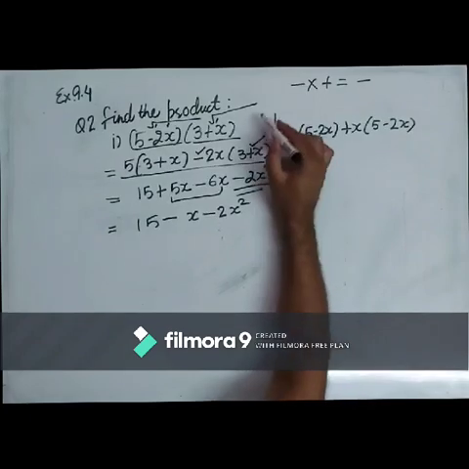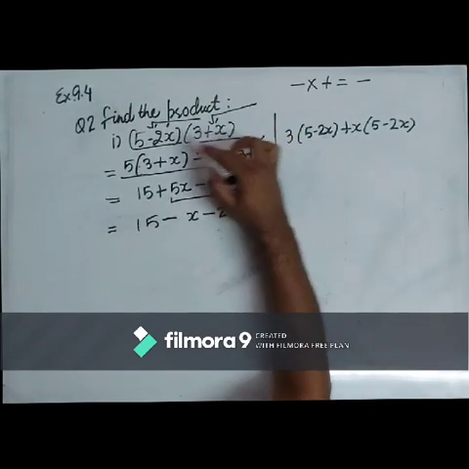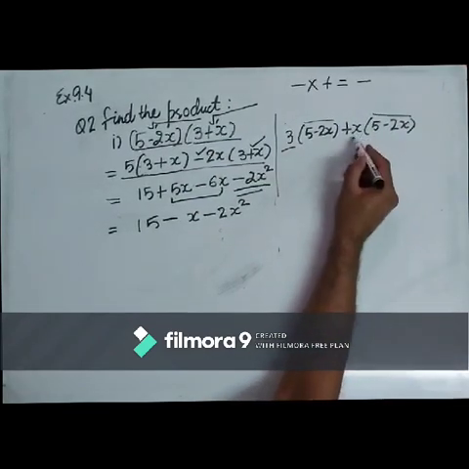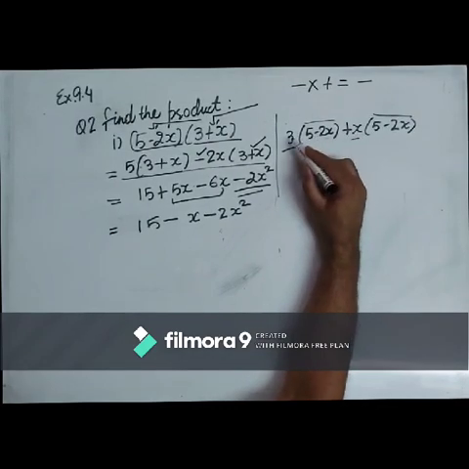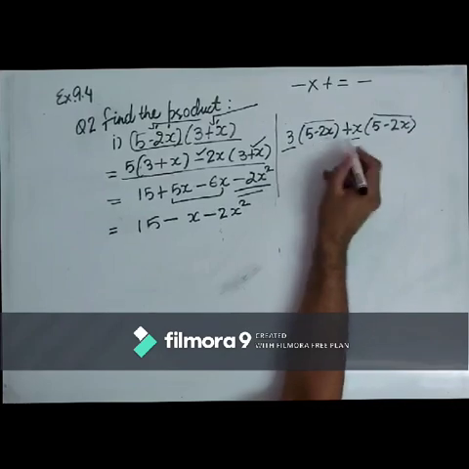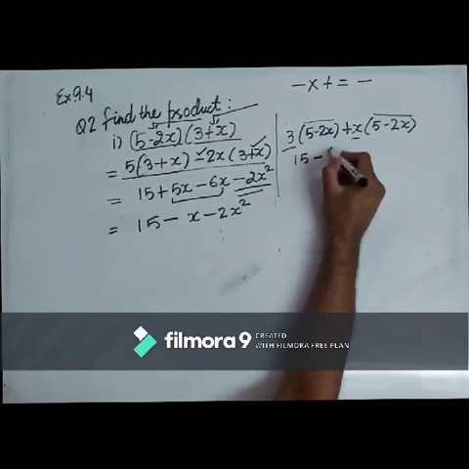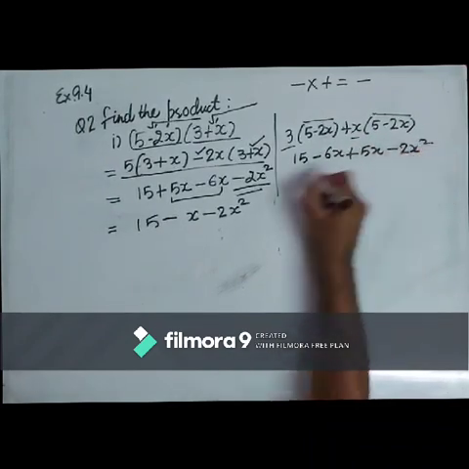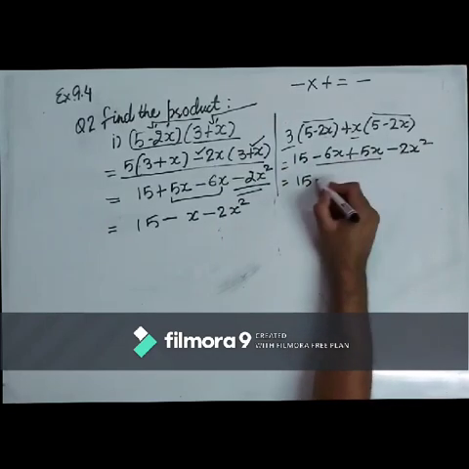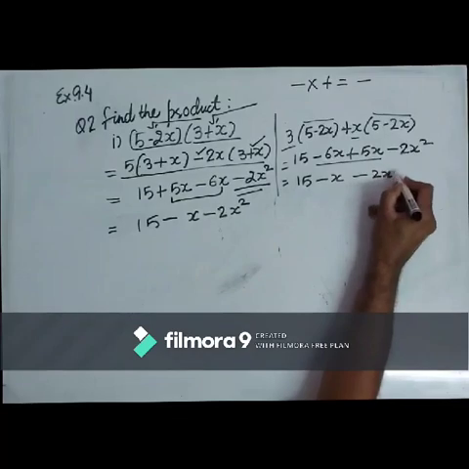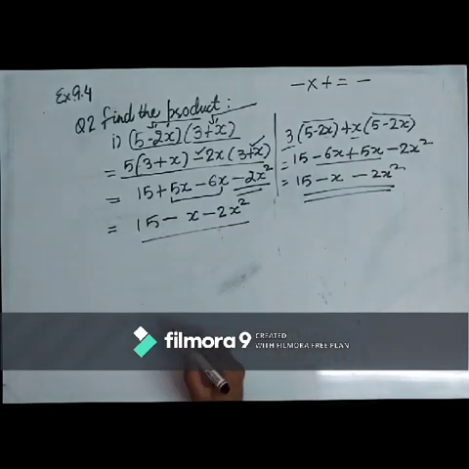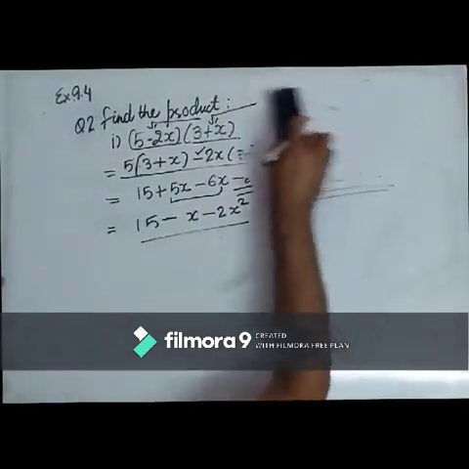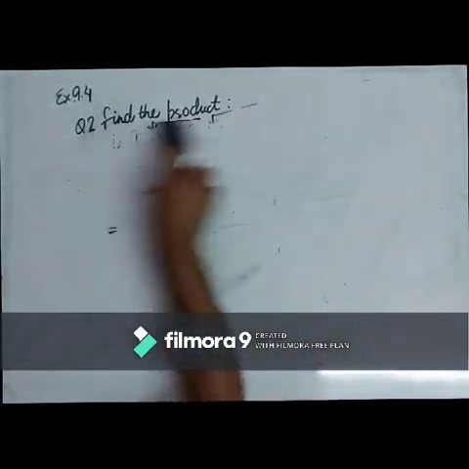Similarly, if you have taken the first binomial here and broken the second polynomial, then you will have the same answer. Look at it. This is 5 into 3, 15, minus 3 into 2, 6x, plus 5 into x, plus and minus minus 2x square. So you will have the same answer, 15 minus x minus 2x square, no problem at all. Both types will give you the same answer. There is no problem in it. So this is your question number 2.